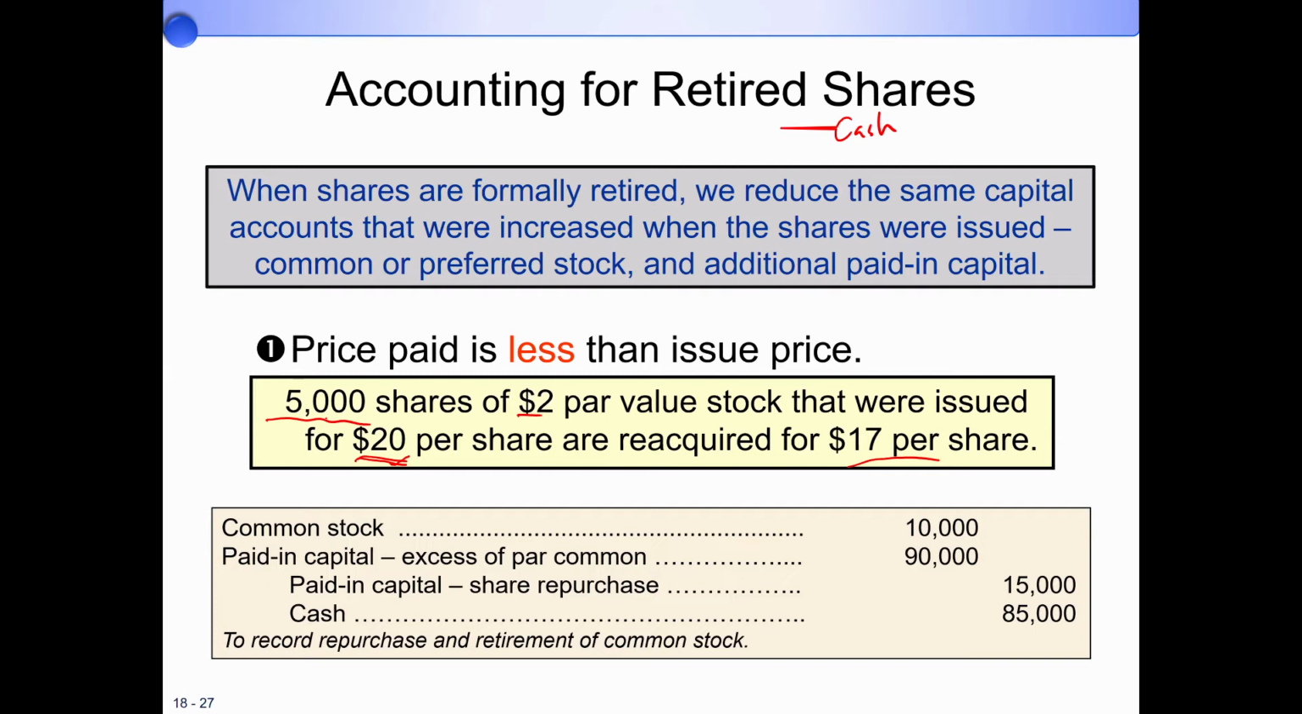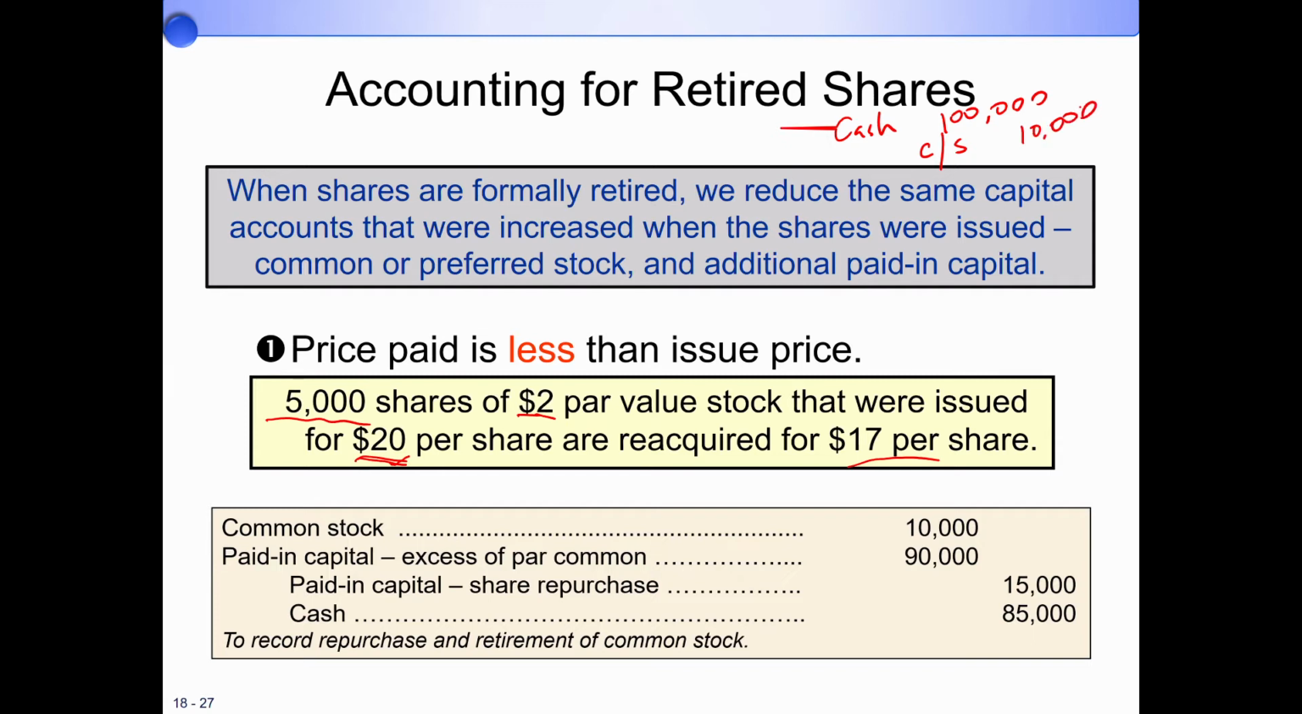So that's going to be what? $100,000 cash, right? We receive $100,000 cash, so we debit cash, and we credit common stock. We credit common stock for how much? The total par value, right? Because it's 5,000 shares at $2 per share. What's the total par value? $2 par value per share, times 5,000, you get $10,000.